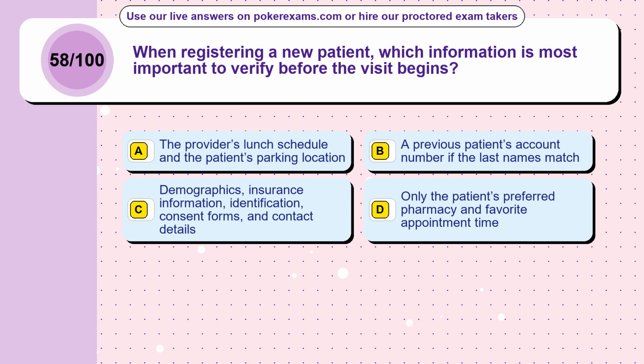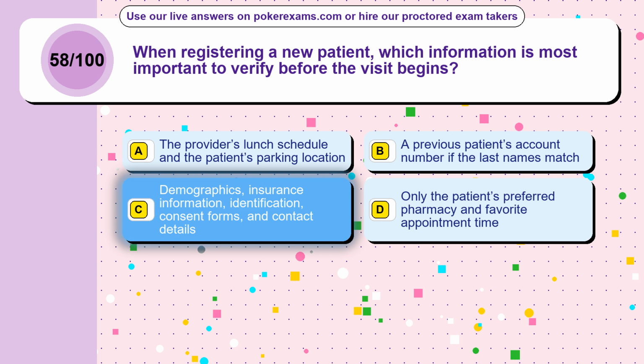Question 58. When registering a new patient, which information is most important to verify before the visit begins? Option A. The provider's lunch schedule and the patient's parking location. Option B. A previous patient's account number if the last names match. Option C. Demographics, insurance information, identification, consent forms, and contact details. Option D. Only the patient's preferred pharmacy and favorite appointment time.